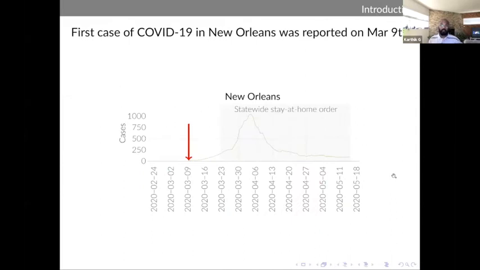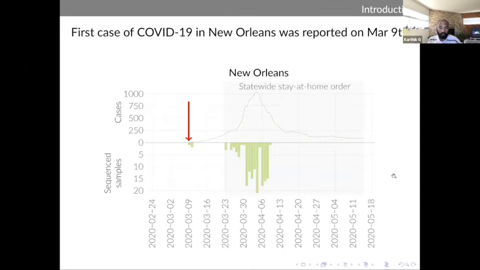The first case of COVID-19 in New Orleans was actually reported on March 9th. And as with any genomic epidemiology study, the first thing we had to do was, well, get genomes. So with the help of collaborators, we got samples and we sequenced about 152 genomes. I'm showing you the temporal distribution of the genomes below here. And as you can see, the number of genomes closely follows the number of cases over time in New Orleans.